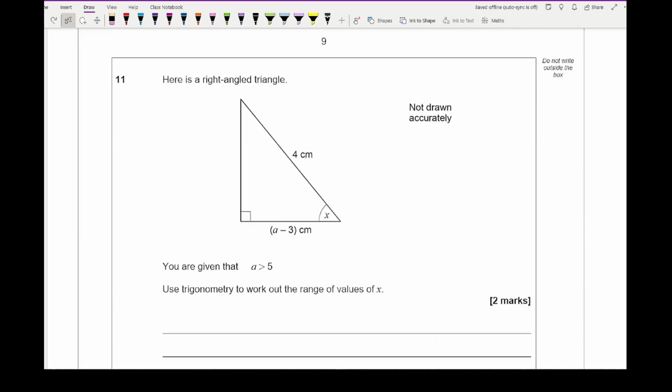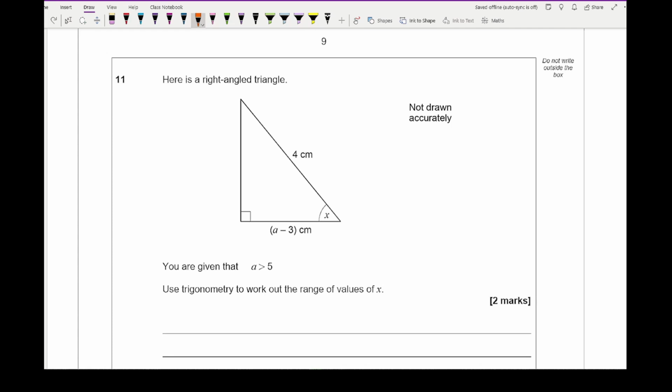So moving on to question 11, it says, here is a right angle triangle. You are given that a is greater than 5. Use trigonometry to work out the range of values of x. Now for 2 marks, this one's quite stringy. Some of you may get this straight away, in which case the 2 marks will be relatively easy, but I'm going to explain it in a way that makes a bit more sense. As it says use trigonometry, we've got a right angle triangle.